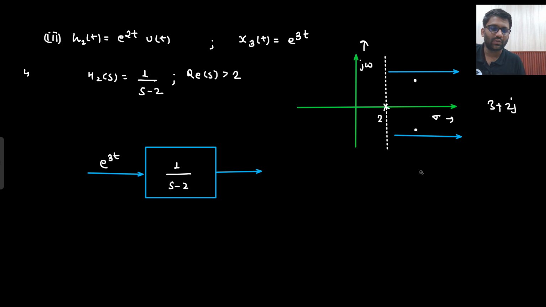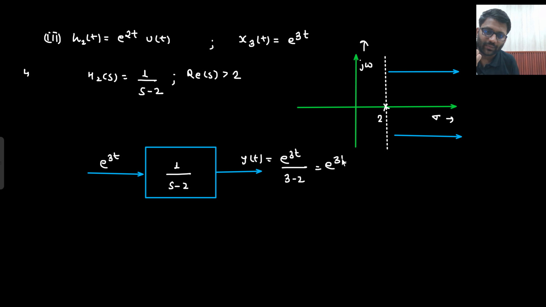So since the s naught value is 3, which is included in the ROC, you can put this particular value here. So my y(t) would be e to the power 3t divided by this s naught value put here. So y(t) would be e to the power 3t only. So y(t) would actually equal x(t) only. And you can verify it with respect to the simple process as well. What would be your y(t)?